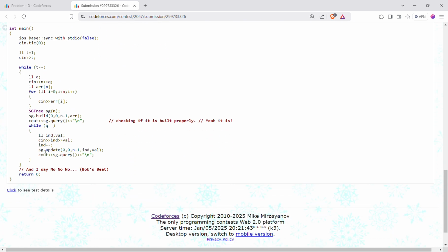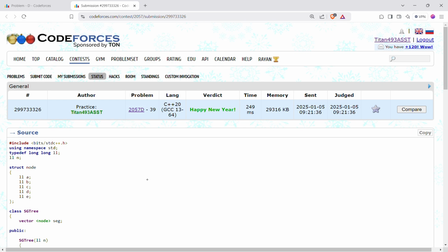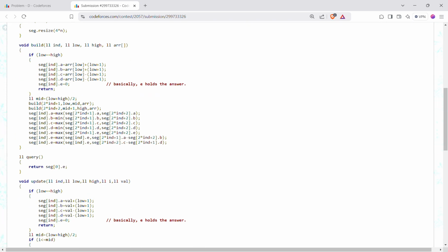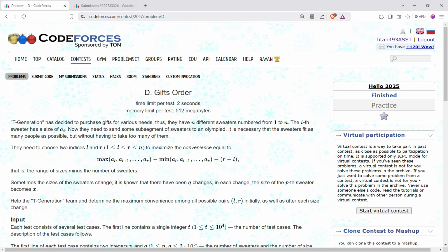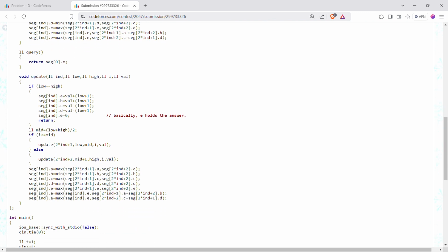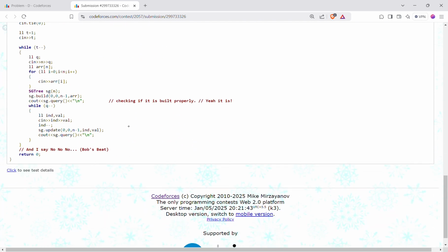And finally, for each query, output cout sg.query. It will basically output the number present at the 0th node of the segment tree. And yes, finally, solution is complete. Happy New Year again to all. Hope you enjoyed solving this problem and listening to the solution as well, and building the segment tree as well.